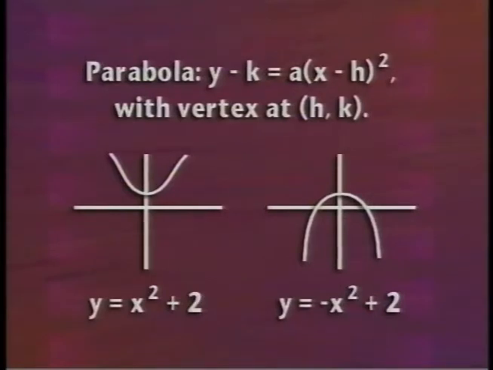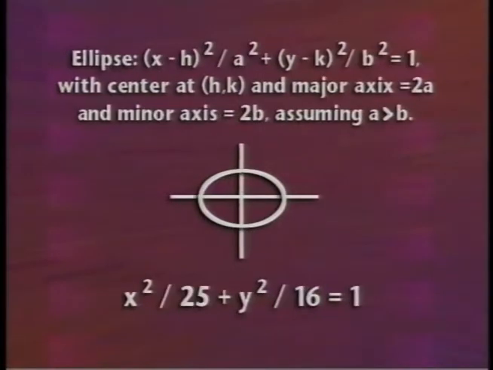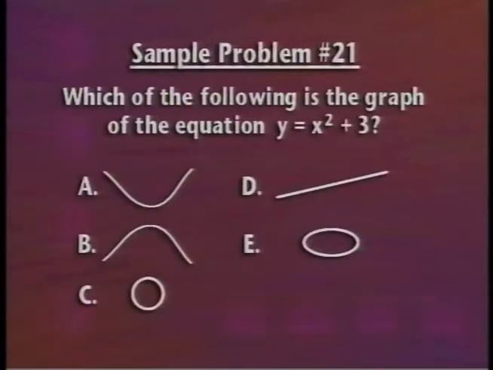The formula for a circle is (x minus h) squared plus (y minus k) squared equals r squared. Examples of circles you might see on the ACT are x squared plus y squared equals 25, with a center at the origin and a radius of 5. The formula for an ellipse is (x minus h) squared divided by a squared plus (y minus k) squared divided by b squared equals 1. And an example of an ellipse on the ACT might be x squared divided by 25 plus y squared divided by 16 equals 1.